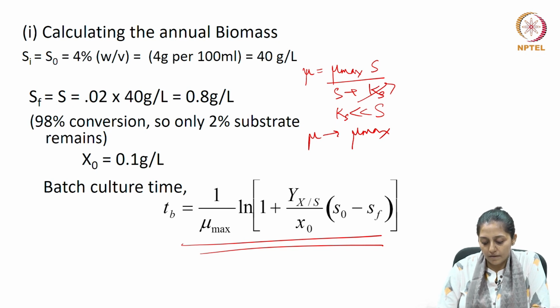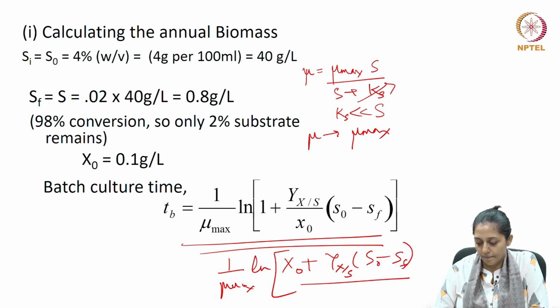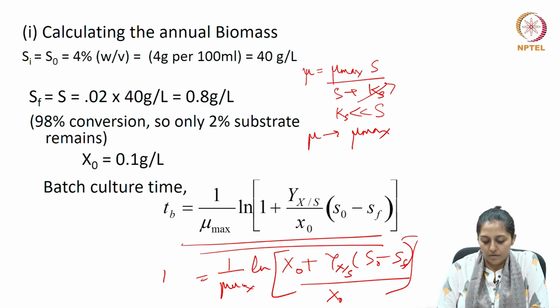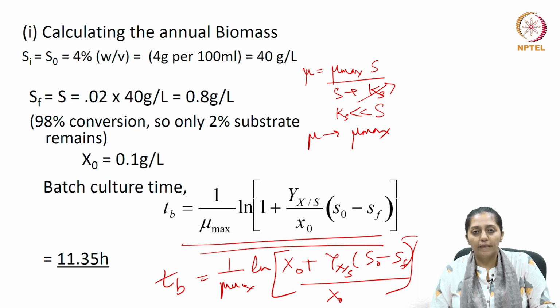So, if you expand this, you will reach where we were. This is x naught plus Yx by s times S0 minus SF, divided by SF, the final concentration, which we were calling S, versus X0. This is going to give you the batch time. So, if you now put in all the known values, you will get an answer of 11.3 hours.